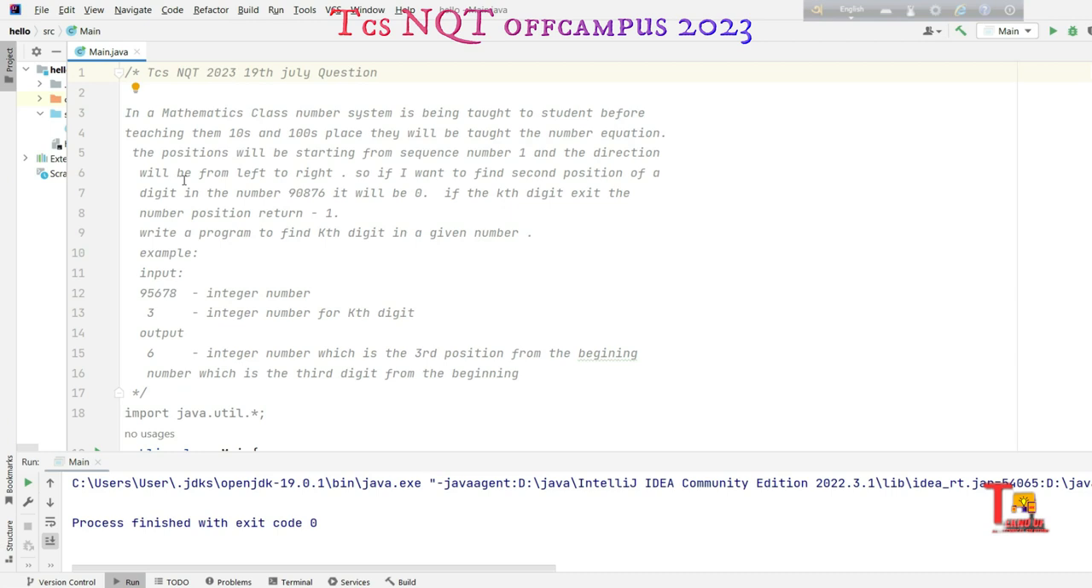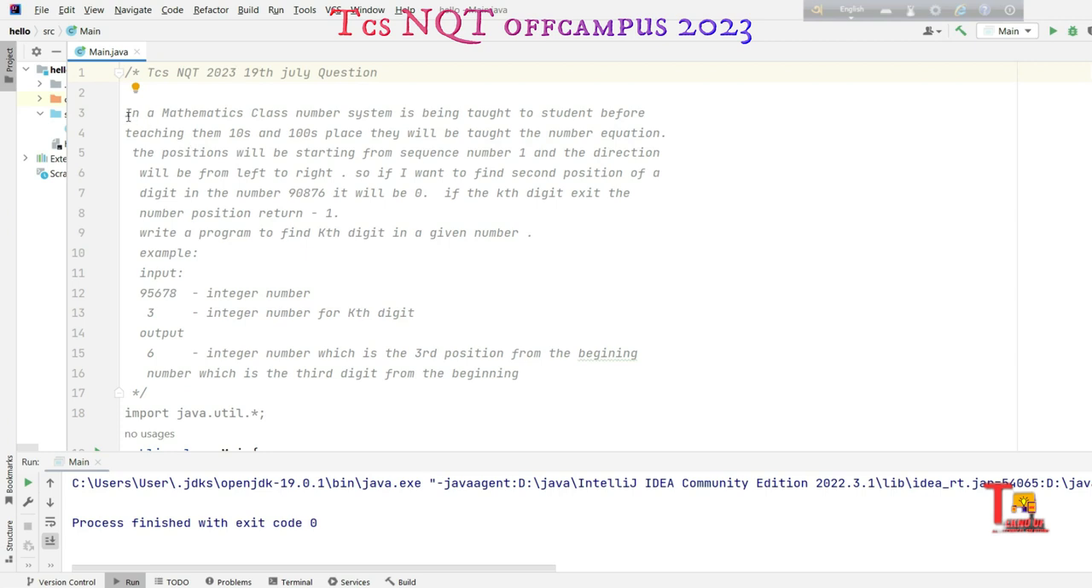After looking at this problem, you can guess the hardness of the TCS NQT exam, or you can estimate how much you can solve. So without further introduction, let's go and solve the problem.